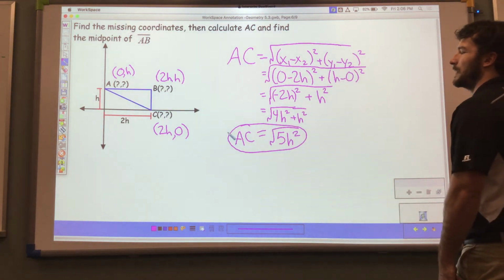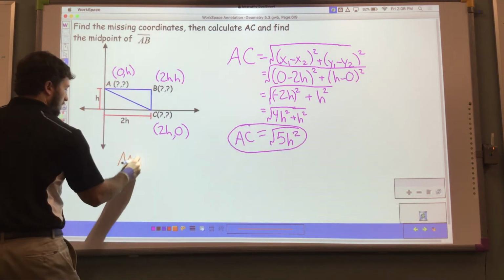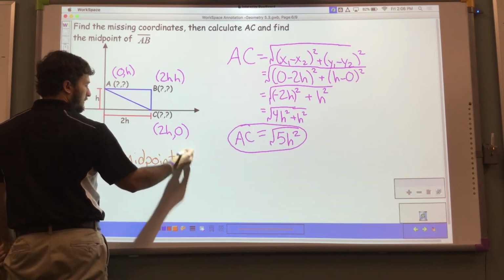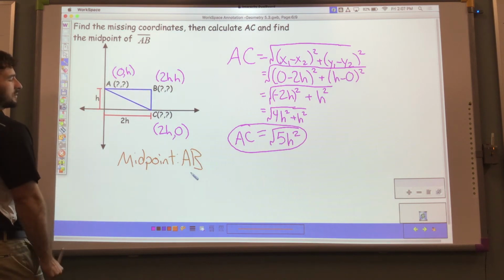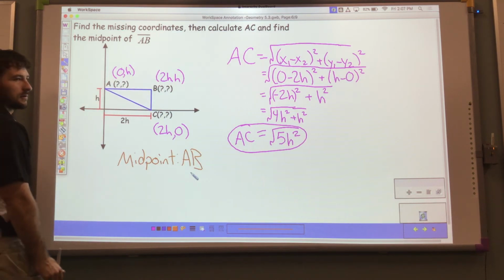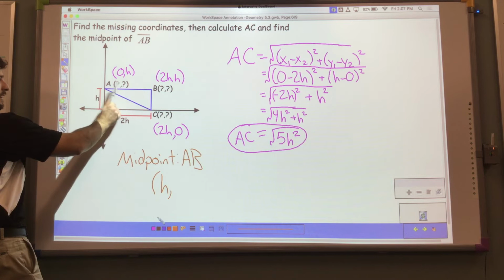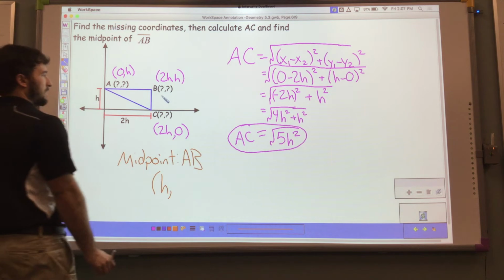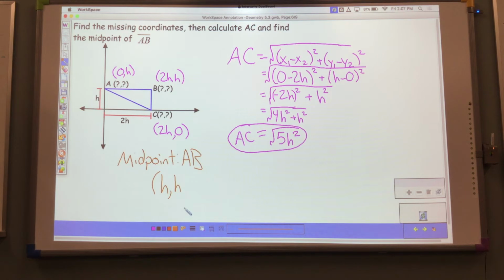And then find the midpoint of AB. So again, midpoint, you add your x's up and divide by 2. So 0 plus 2h is 2h. 2h divided by 2 is h. Then we look at our y's. H plus h is also 2h. And again, 2h divided by 2 is h. So our midpoint of AB is going to be (h, h).